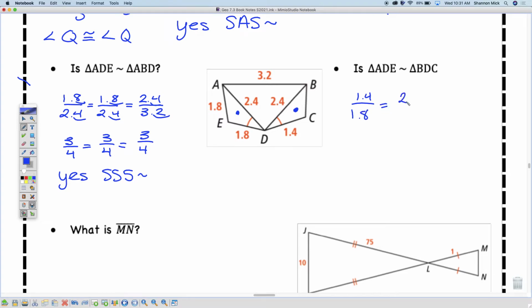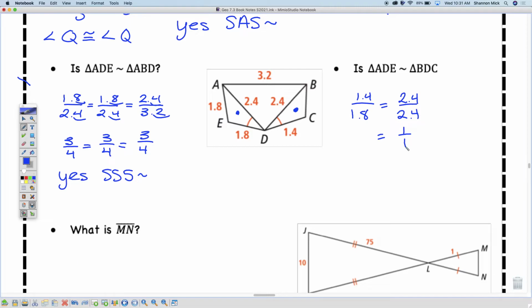And 2.4 would have to go with what? 2.4. Well, 2.4 over 2.4 is what? 1. 1 over 1. And I'm going to leave it 1 over 1 because we need to have a proportion, right? Or ratio. Is the other one going to be 1 over 1? No. We already know it's going to be a no, but let's reduce it.